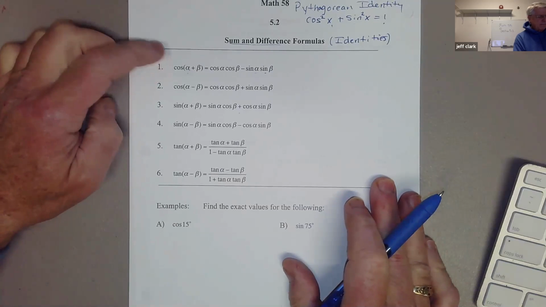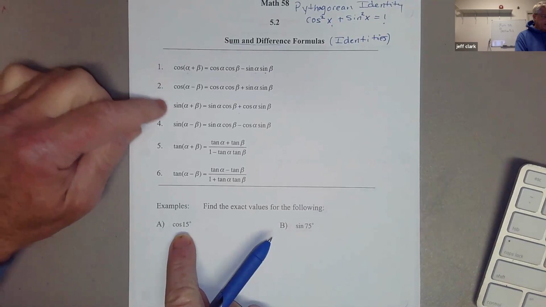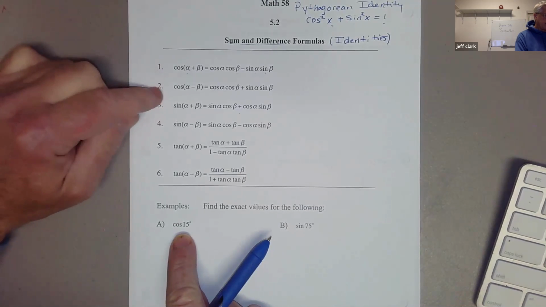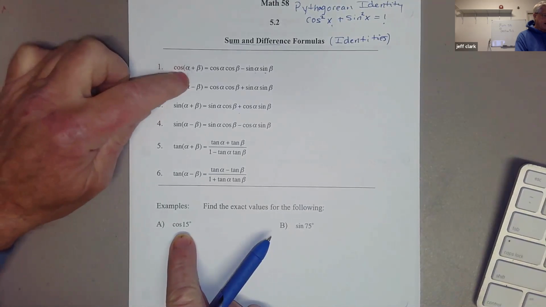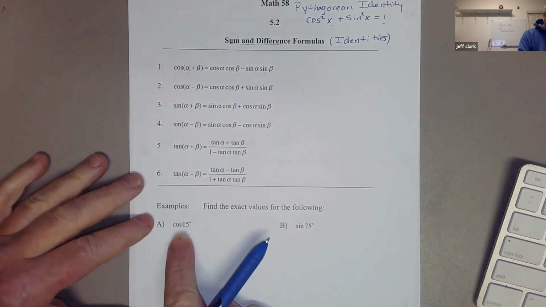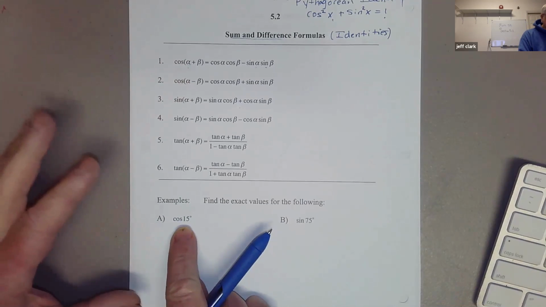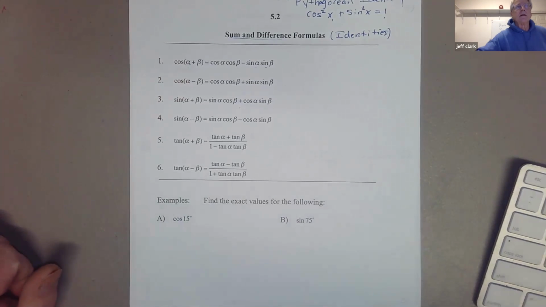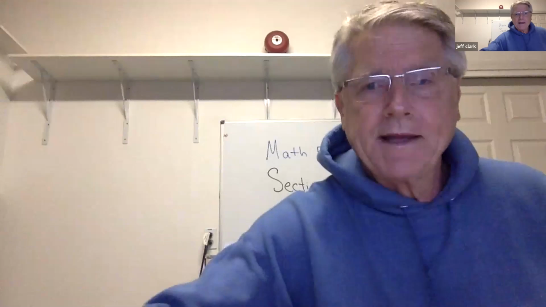So for this one, you only have 2 choices for cosine, either adding or subtracting. I'm going to come up with 2 angles. What you want to do is come up with 2 angles that either add to 15 or subtract to give you 15, that could be on the wheel. Add to 15, subtract to 15.